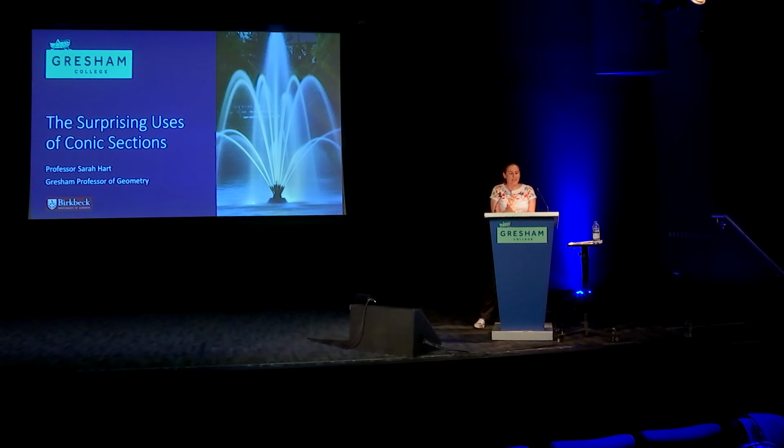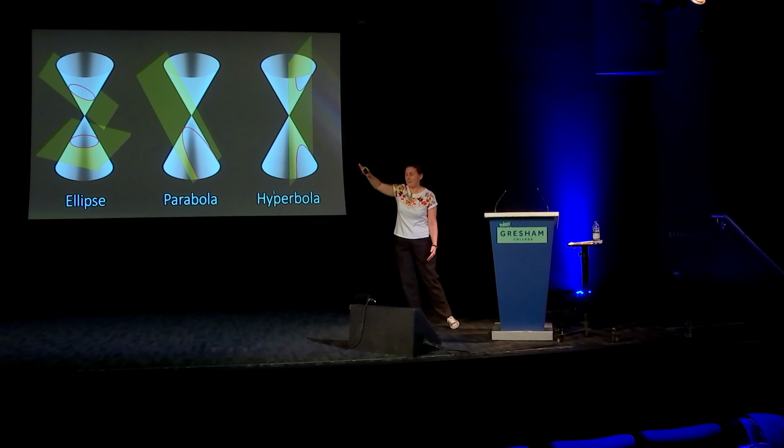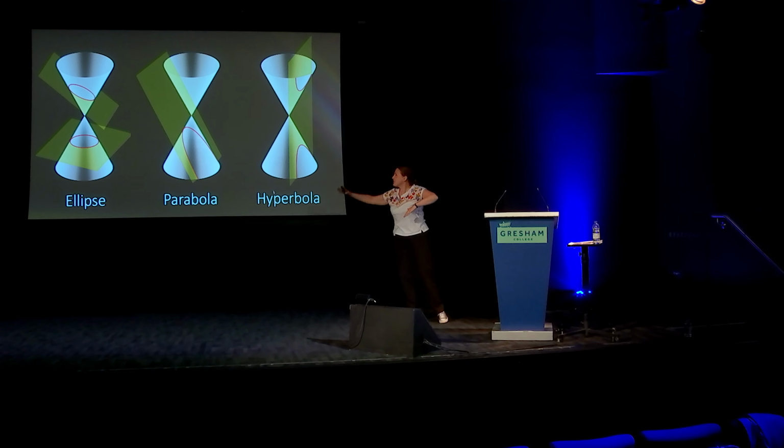Okay, so conic sections are the curves made by slicing through cones at different angles. There are three types. The ellipse, which is slicing at a kind of narrow angle or a low angle. As you steepen the angle of the slice, you get parabolas, and they occur when the angle of the slice is exactly the same as the angle of the cone.